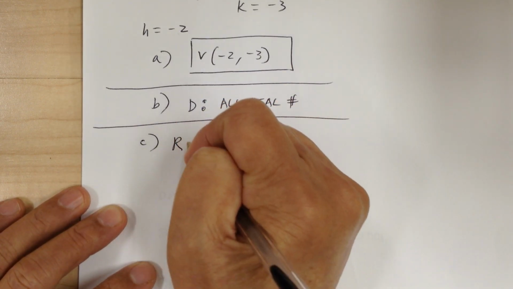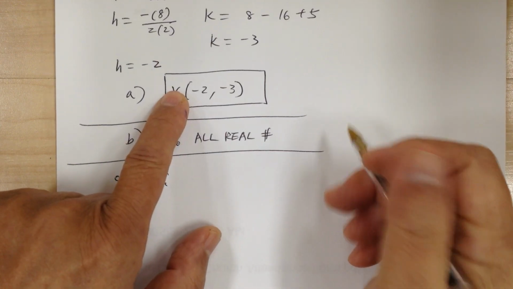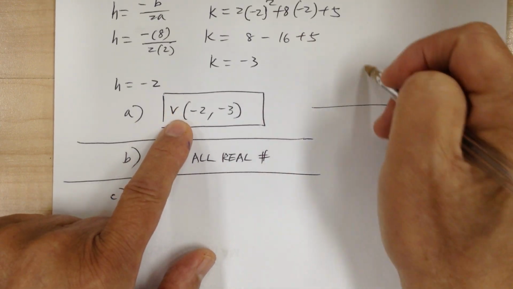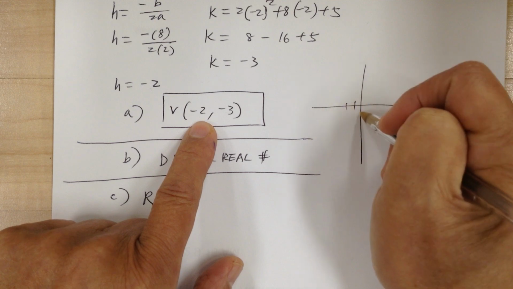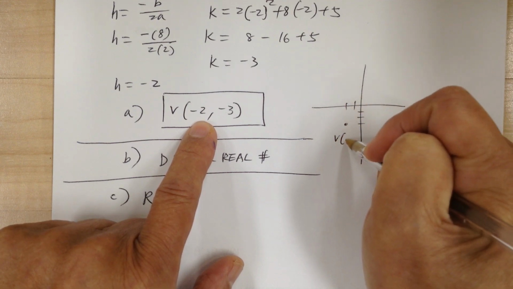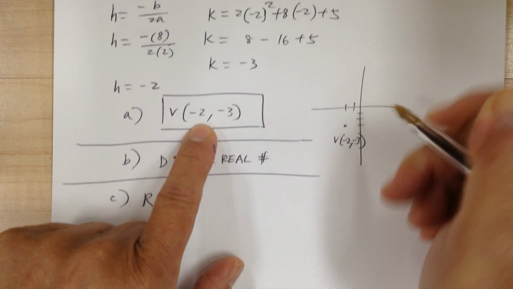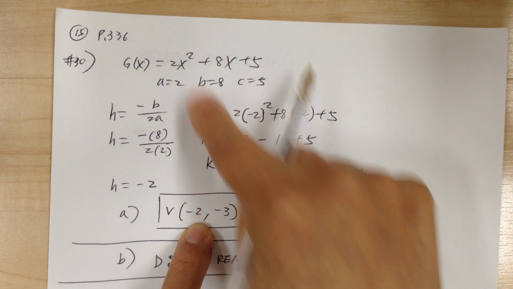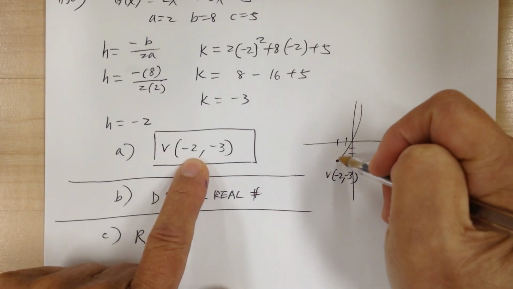Now for part C, you're looking for the range. Because the vertex is negative 2, negative 3, if you were to sketch it out, the vertex is over here. And because the leading coefficient is positive, the graph is going to go up. So the graph is going to go something like this.